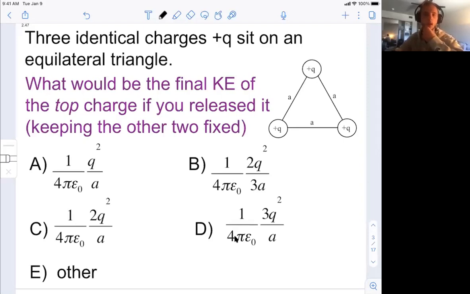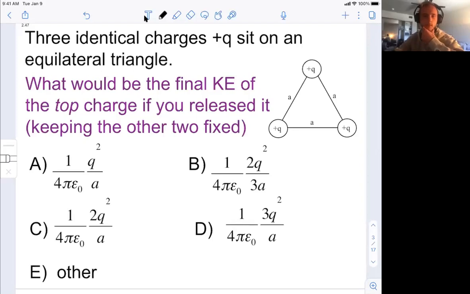You can see that they're all similar in terms of format. At least we know how to calculate the potential energy given a pair of charges. Now it's really about how you convert that to kinetic energy. It's asking about the final kinetic energy of the top charge. Can anybody tell us what method you use to calculate it? Conservation of energy.